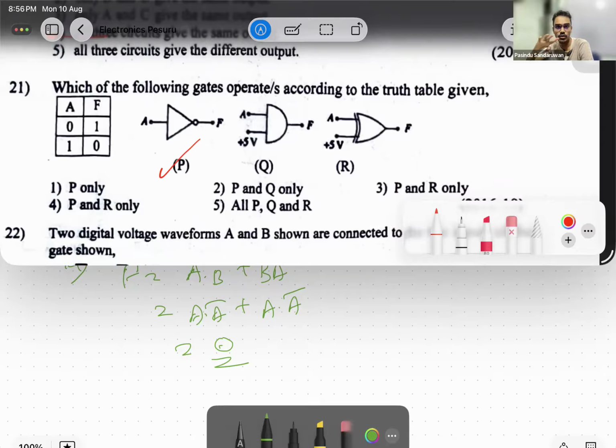If you check for Q, 5 volts means 1. As a binary, 5 volts means 1. Then for this one, this is actually A dot 1. No? A dot 1 means A. That is not a NOT gate. So Q cannot be an answer.